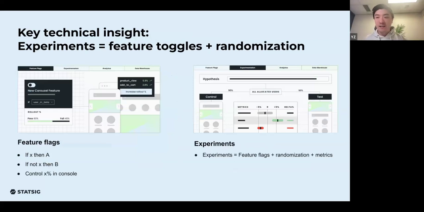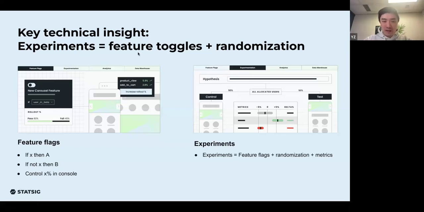The key insight. I was actually hesitant putting up this slide because I think this is the secret of why we can do the scalable experimentation. If there is a competitor and they see this slide, they should understand the technical insight and build a product similar to us. But since it's so important, I still decided maybe we should share it. So the technical insight is experiments are feature toggles plus randomization.